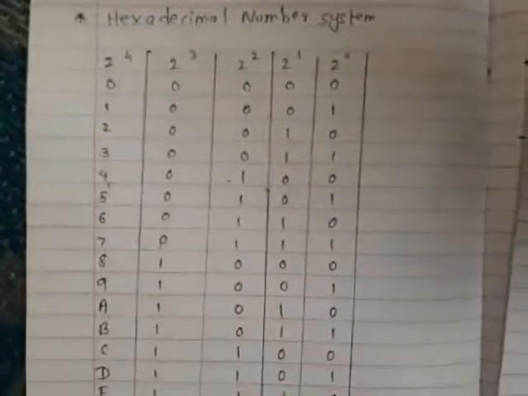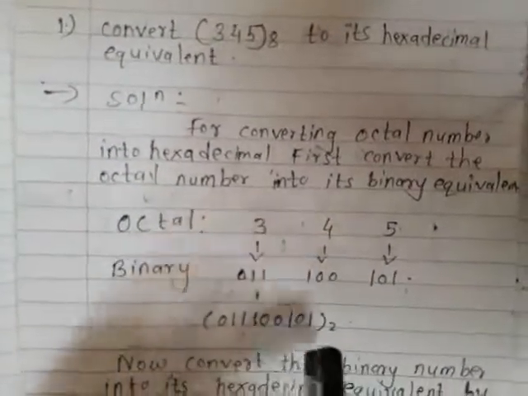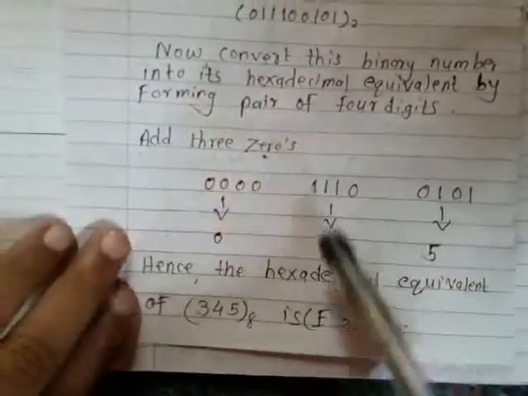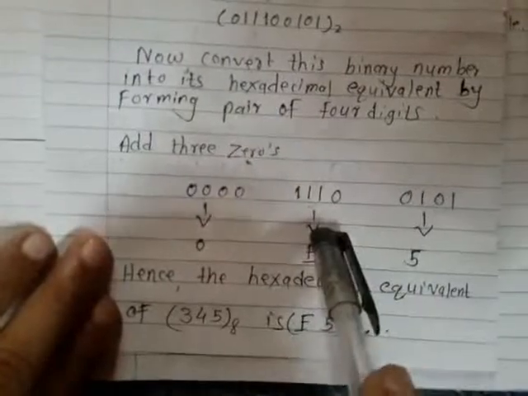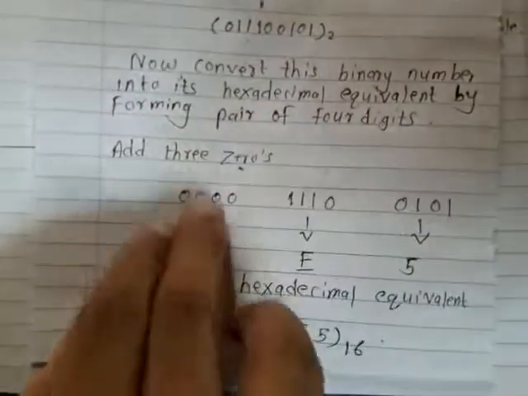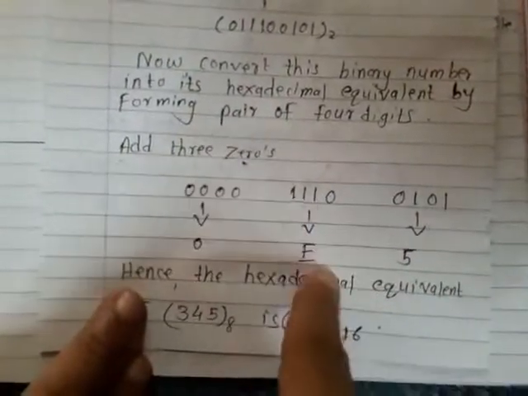These two charts are very important for you. By the help of these two charts, we have solved this conversion. First of all, we solved the binary conversion. Then we converted that into its hexadecimal equivalent by forming 4-digit pairs. Here only 1 0 was there, so we added 3 zeros to take 4-digit numbers. Then we put these values in that group.